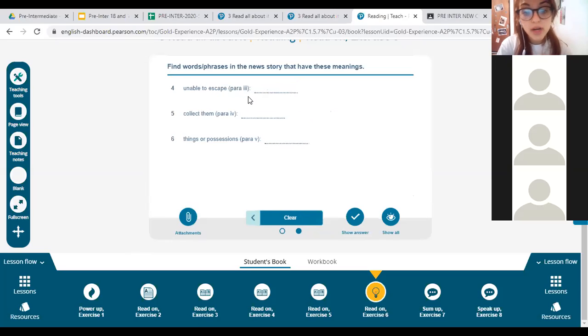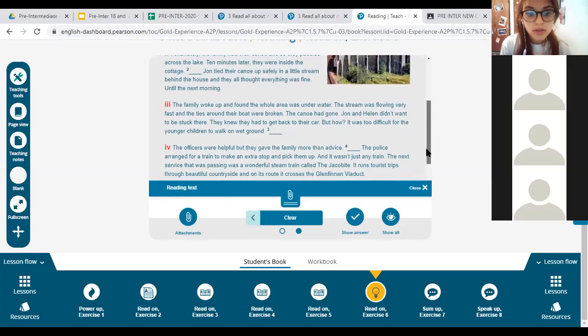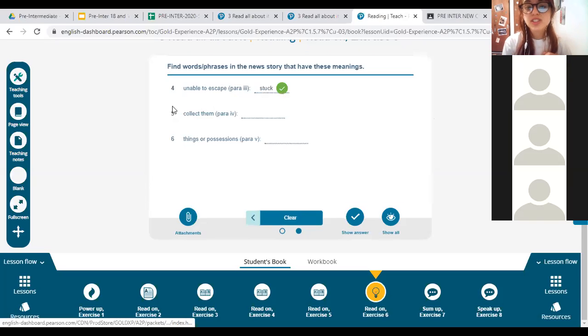Now, for paragraph 3, this is a word that means unable to escape. You are trapped in a way. You cannot escape. So, stuck. Very good. What does stuck mean? If you're stuck, can you move freely? No, you're like estancado, right? You cannot move. You cannot escape.